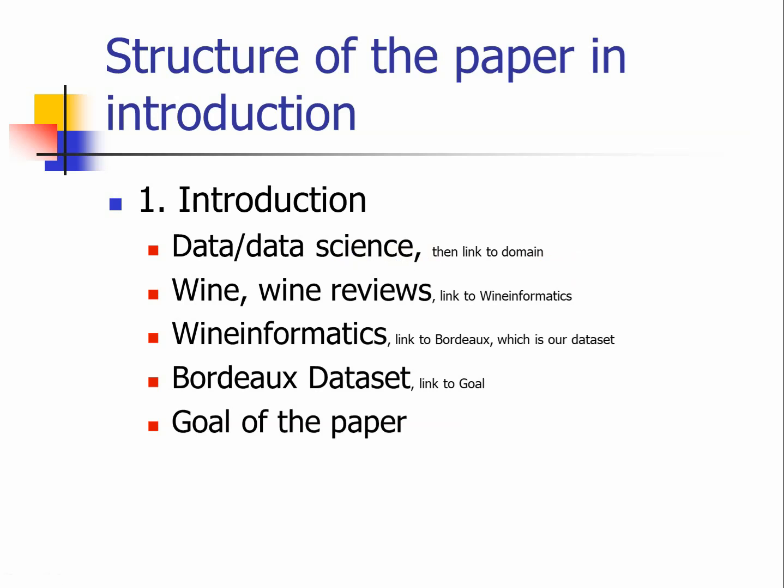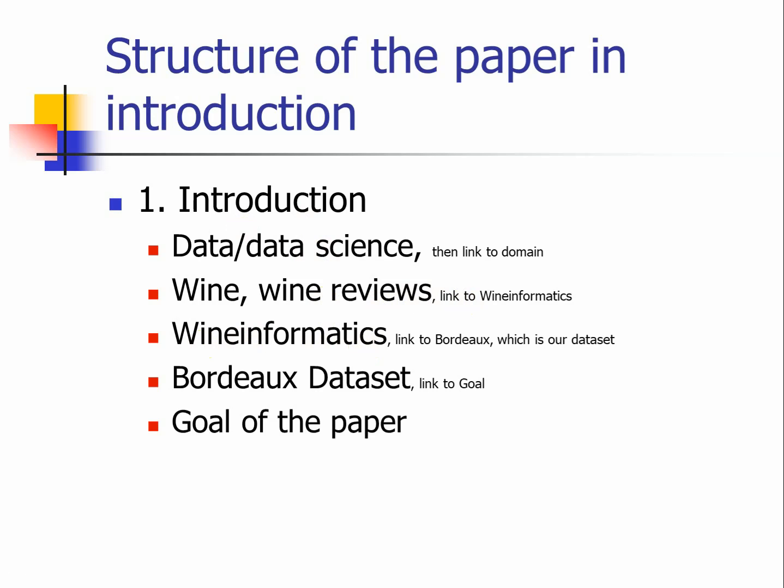You need to have domain knowledge to walk into, so that you can collect the data in that domain. So in the second paragraph, we talk about wine, and more specifically wine reviews, which is going to be the data that we want to use. Once we combine data science with wine and wine reviews, we can talk about wine informatics, which relates to our previous work. And once we understand what wine informatics is, now let us take a look at the specific research area that we want to look into, which is Bordeaux.